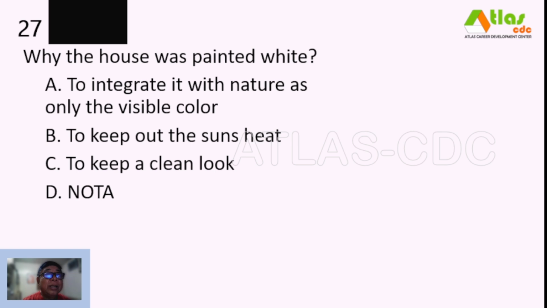27. Why was the house painted white? A. To integrate it with nature as the only visible color. B. To keep out the sun's heat. C. To keep a clean look. And D. None of the above.